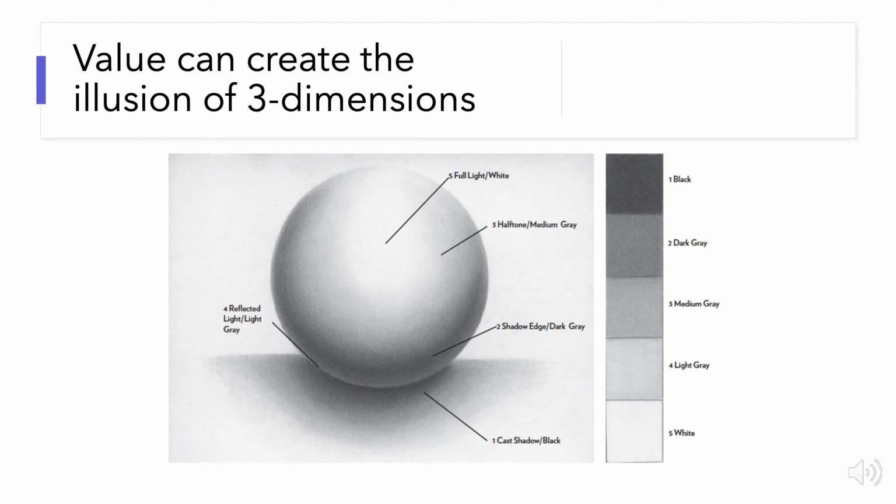Let's examine the values used in this drawing of a sphere. Not only do we have highlight and shadow, we have subtle variations of light that work together to create a believable round form that has mass. In addition to just plain shadow, you have reflected light that bounces back onto the surface of the sphere and a cast shadow that helps ground the object. You have the highlight up at the top, as well as a halftone or medium gray at the edge of the highlight.